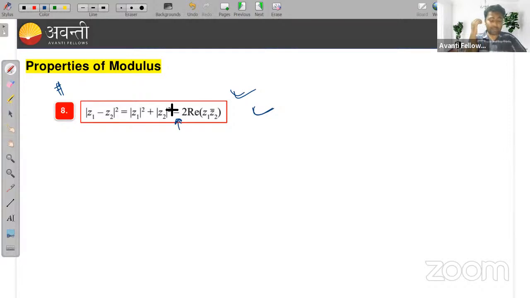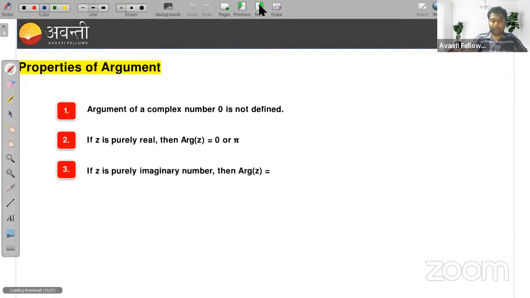Okay. If it is clear to all, then we'll move to the properties of argument now. Chalo, let's move to the properties of argument. Okay. So the first property is saying the argument of the complex number 0 is not defined. Already we discussed this. Okay. So the argument of the complex number 0 is not defined because it is 0 plus 0i. Suppose this is my complex number. It represents a point only.